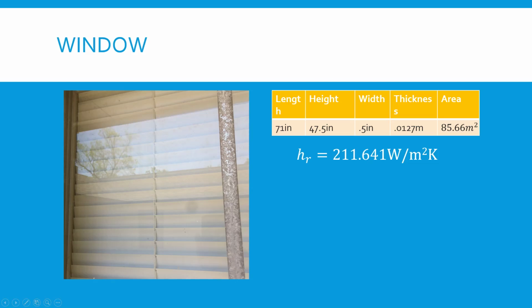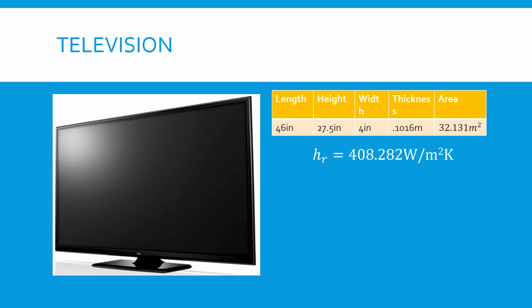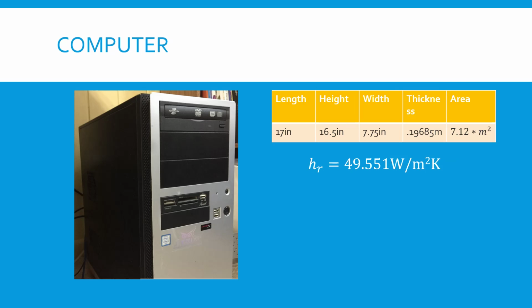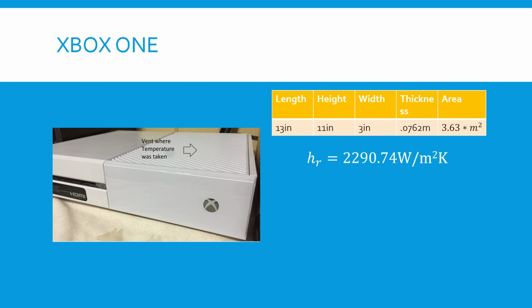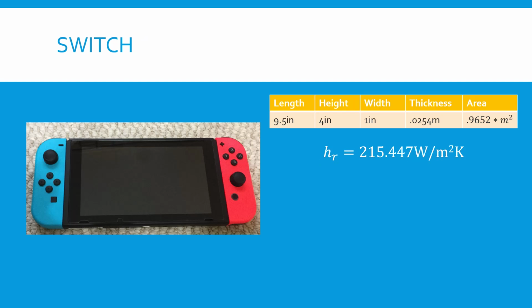Thermal resistance is calculated in watts per meter squared Kelvin. The resistance for a window is 211.64. For the television, it's 408.28. For the computer is 49.55. For the PlayStation 4 is 3,857.1. For the Xbox One is 2,290.74. For the Nintendo Switch is 215.44.